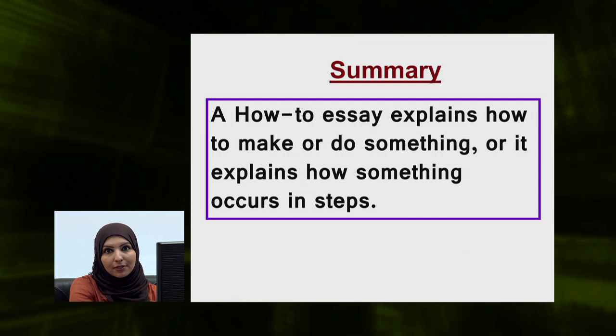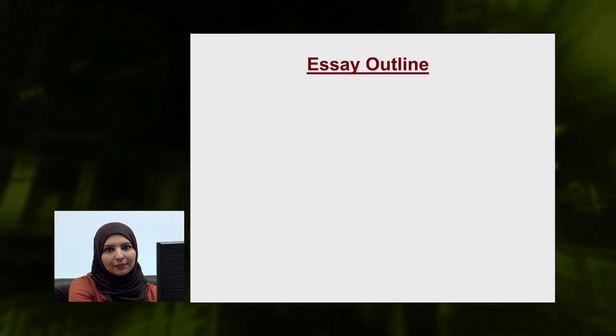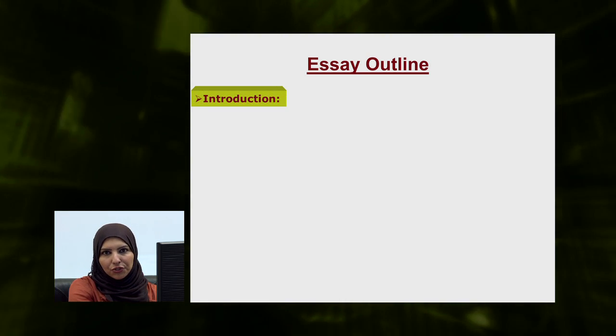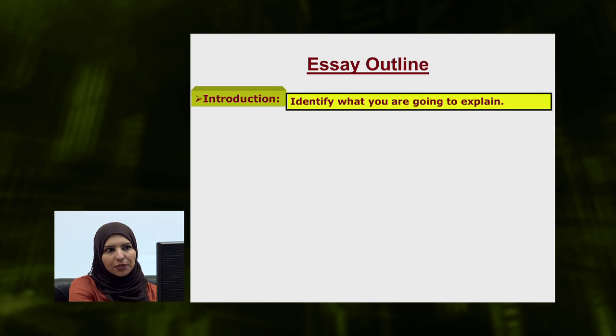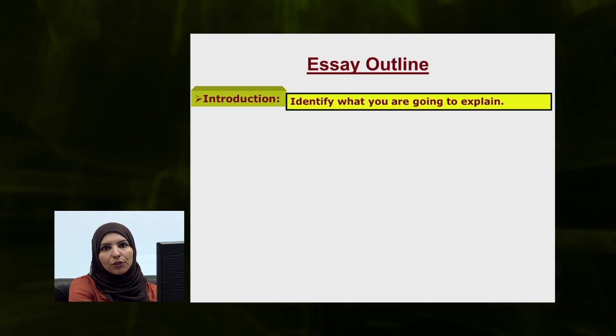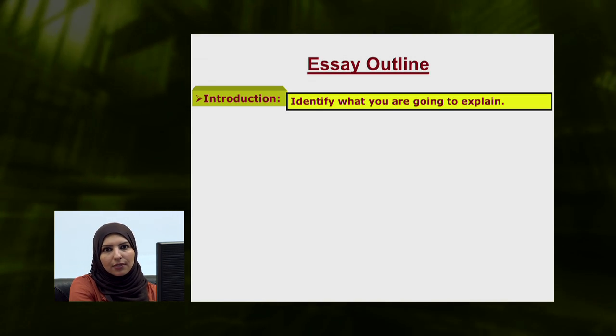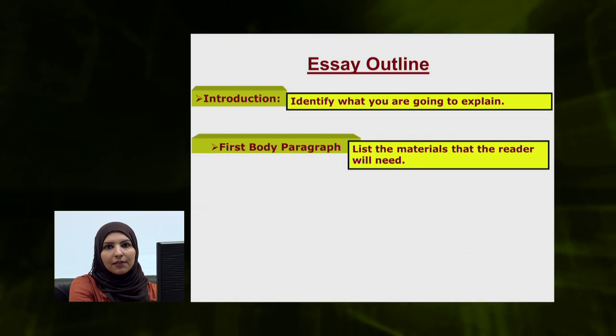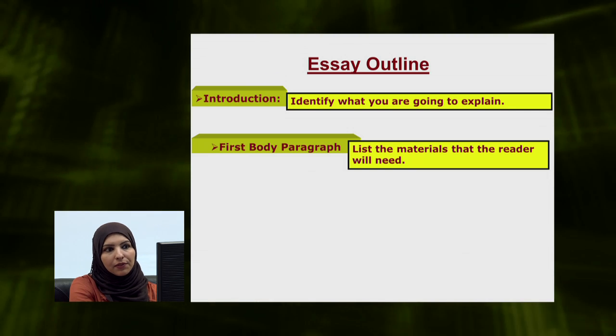Now let's sum up what we learned in today's lesson. A how-to essay explains how to make or do something, or it explains how something occurs in steps. The essay outline starts with an introduction, and in this introduction, you should identify what you are going to explain, telling the reader that you are going to mention some steps or instructions. Then comes your first body paragraph, and in this paragraph, you list the materials that the reader will need.